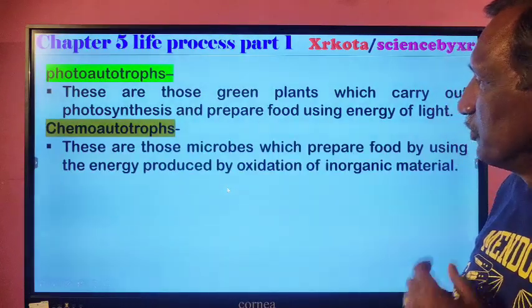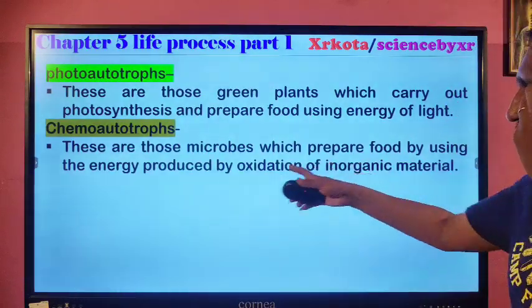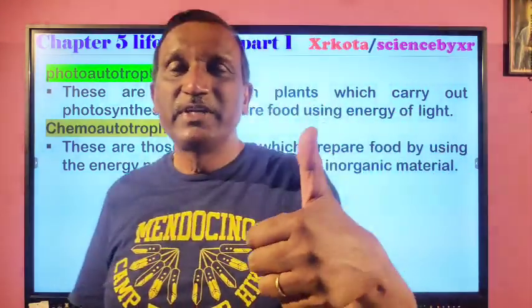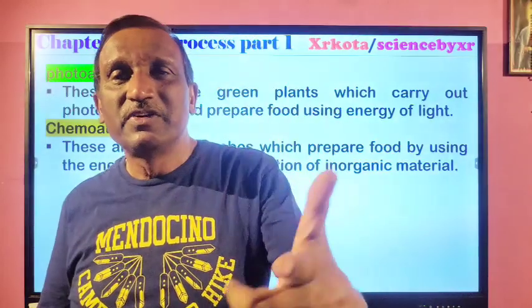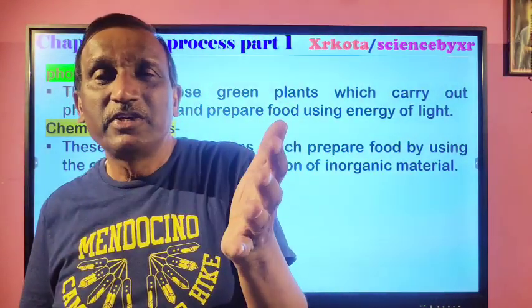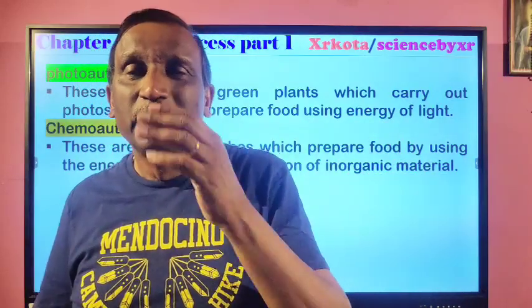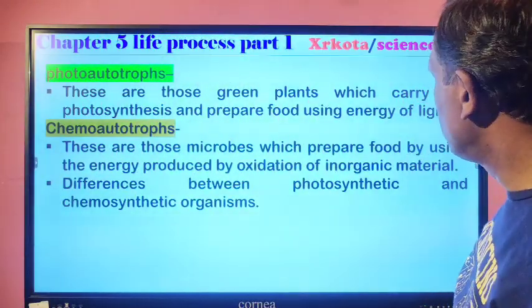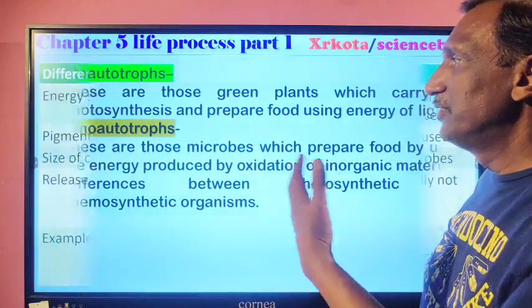Chemoautotrophs are those microbes which prepare food by using energy produced by oxidation of inorganic substances. Sulfur bacteria convert sulfur into sulfur dioxide, sulfur trioxide, and nitrogen into nitrogen oxide, NO2, and then they use this energy. Okay. Differences between photosynthetic and chemosynthetic organisms we'll study here.